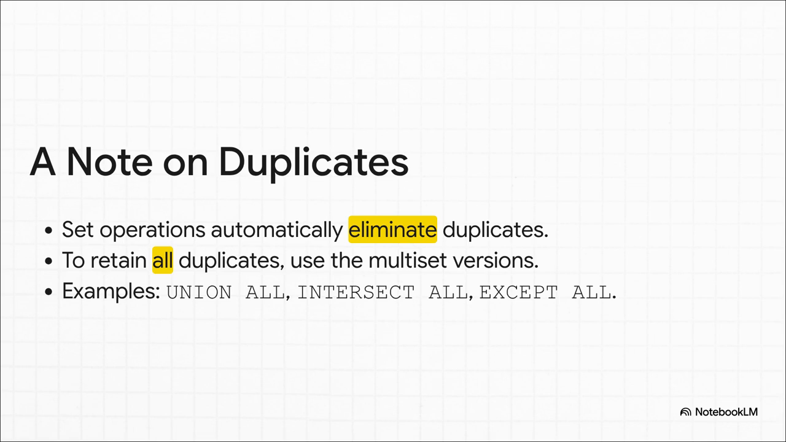Now, here's a super important detail you gotta know. By default, all 3 of these operators get rid of duplicates. They give you a nice, clean, unique list. But what if you want the duplicates? What if you need to see every single instance? Easy. You just add the keyword all right after the operator, like union all. That tells SQL, hey, don't worry about duplicates, just give me everything.